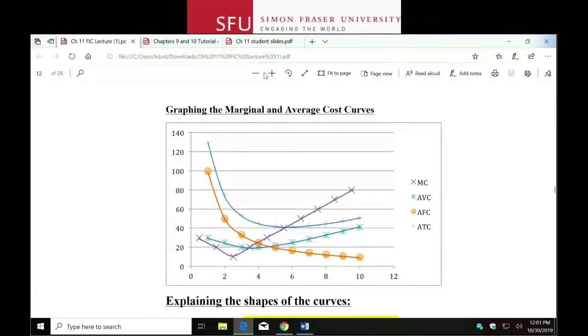So, as your business starts out small and grows and you produce more and more, your average cost will go down because of the strong benefit of being able to spread out your fixed costs. But then, eventually, you start producing more and more, and the diminishing productivity of your workers kicks in, and that raises your average variable costs, and that starts to bring up your average total costs.